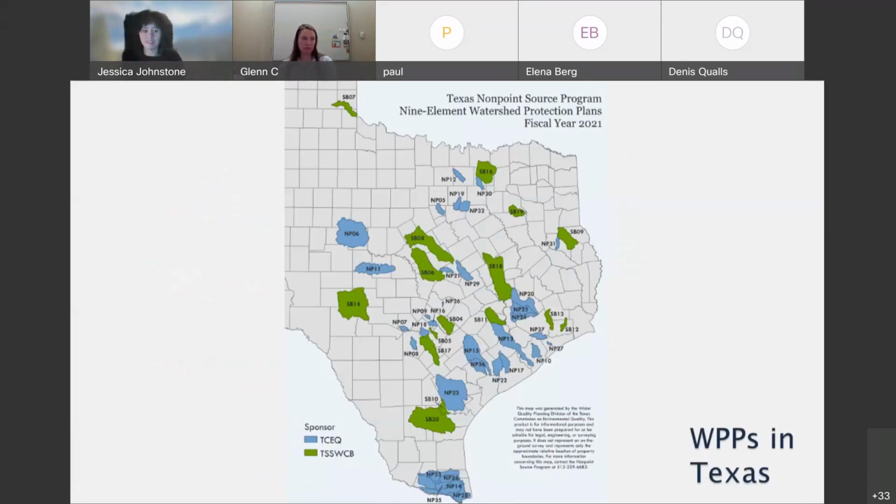Here's a map of our existing WPPs. We do have a sister agency. It's the Texas State Soil and Water Conservation Board. They work in rural areas and we focus in urban areas. Sometimes those boundaries overlap, but in general, they're a more rural program focusing on agricultural and silvicultural practices. So their WPPs are in green and ours are in blue.